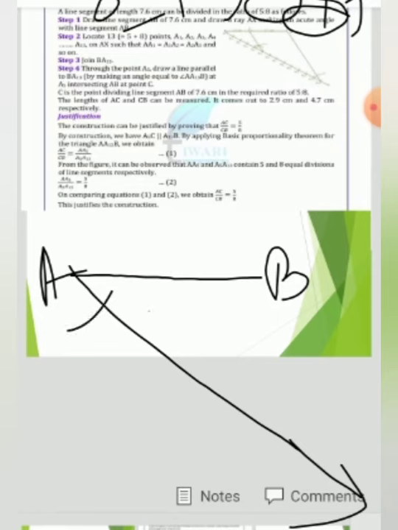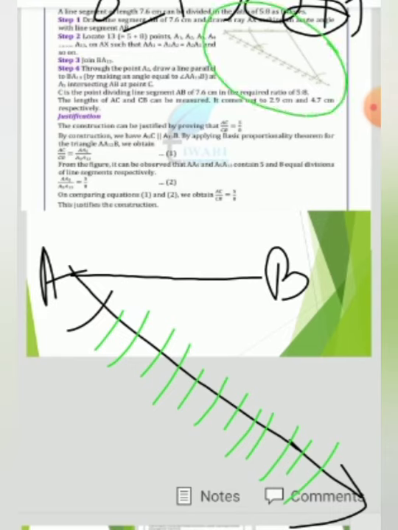I have taught this many times before. 3, 4, 5, 6, 7, 8, 9, 10, 11, 12, 13. I've marked 13 points. Here there is a small triangle, it's not clear. So after marking 13 points, make this one A1, this A2, likewise A3, A4, A5, A6. I'm unable to write here because the space is so small, right? You can understand. And all these should be equal to each other.